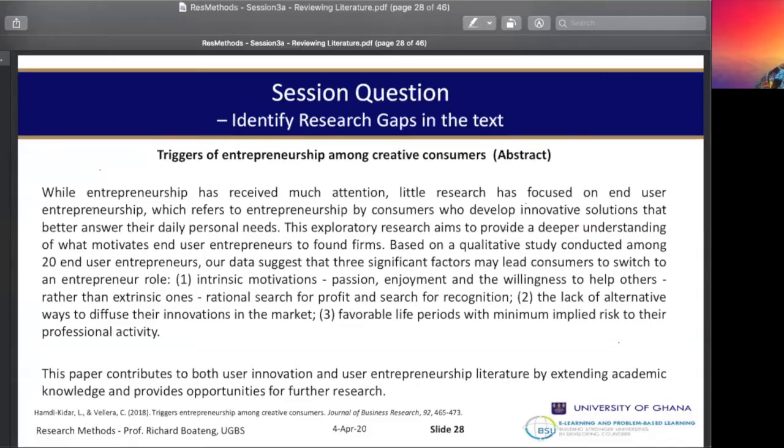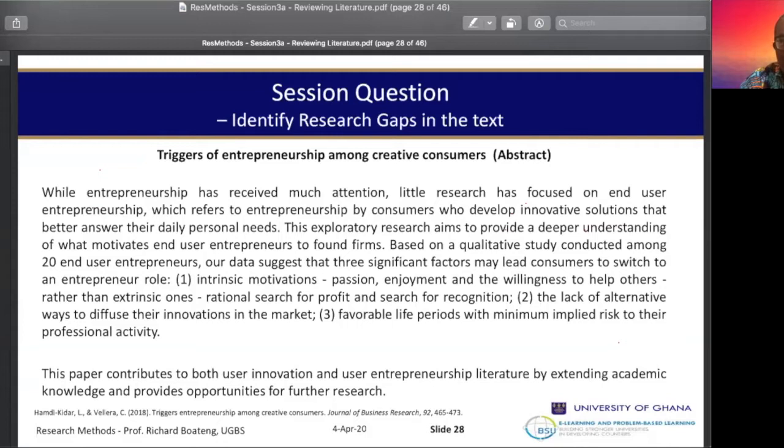So sometimes somebody can start by trying to solve a problem for himself, and by solving the problem for himself, it chances into an enterprise. So while entrepreneurship has received much attention, little research has focused on consumer type of entrepreneurship. That's what he's trying to say.